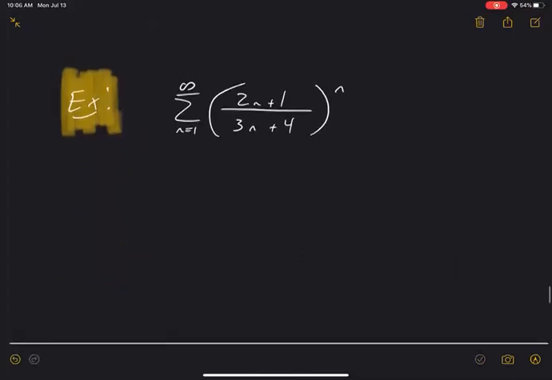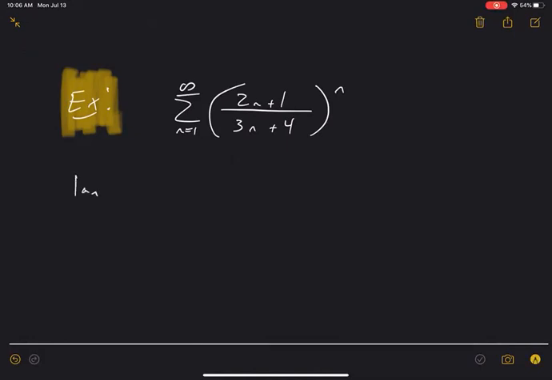Let's use this example. Notice I don't have any negatives in this series, and that's fine. When we're talking about absolute convergence, we don't have to have an alternating series or a series with negative terms. We can talk about a series with all positive terms. So let's use the root test to figure out if this is absolutely convergent.